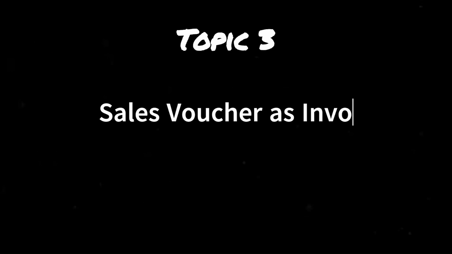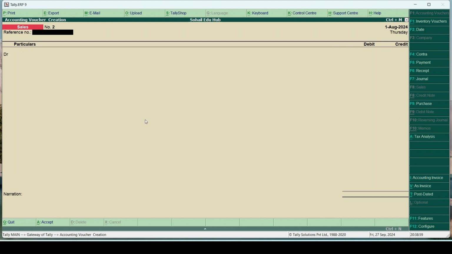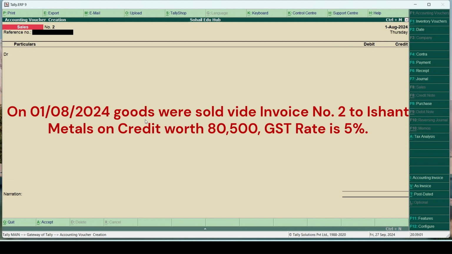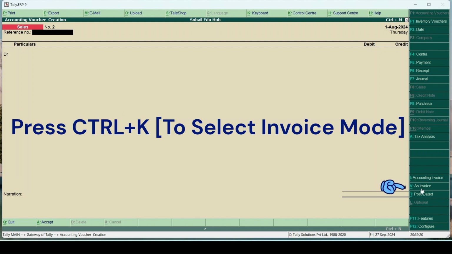Our third topic is making sales voucher entry as invoice mode. We will make the entry for this transaction visible on the screen. On the 1st of August 2024, goods were sold vide invoice number 2 to Ishant Metals on credit worth 80,500. GST rate is 5%. Press Ctrl+K to select invoice mode.